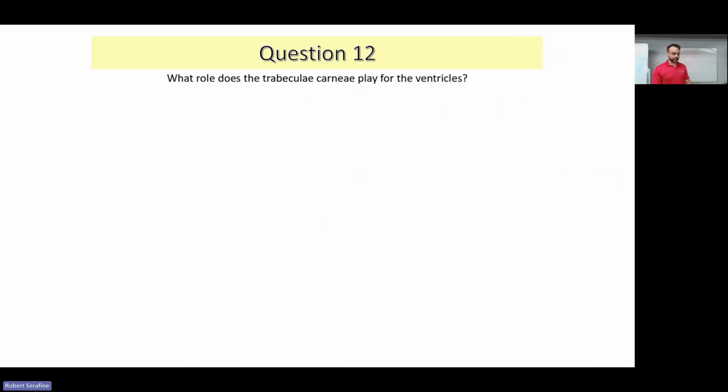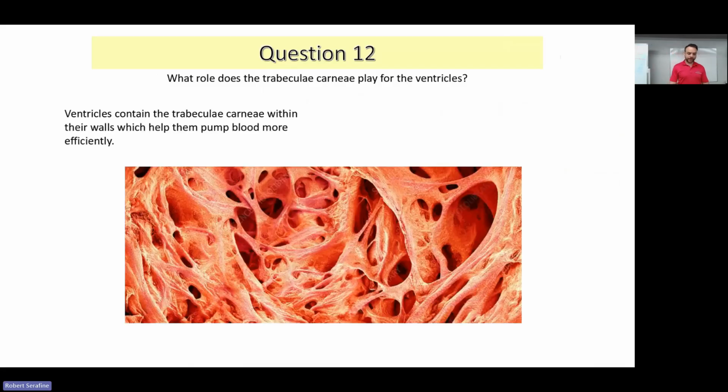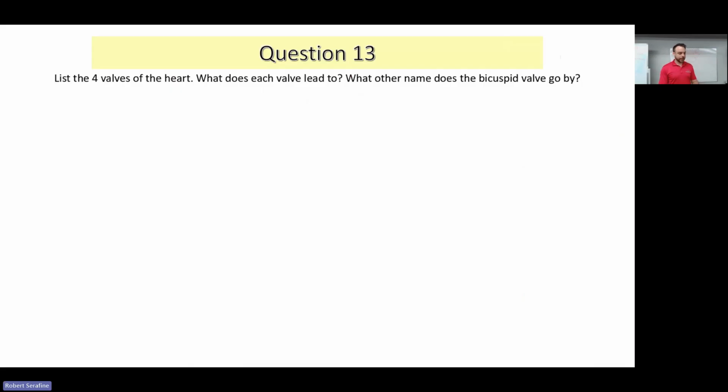The trabeculae carneae are just the fibrous structures in the walls of the heart itself that help the heart pump blood more efficiently. So, just a little fun fact there.